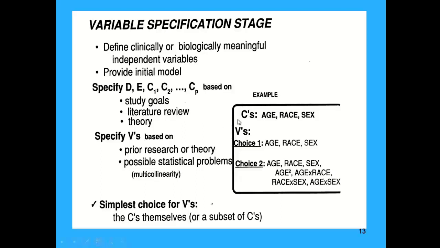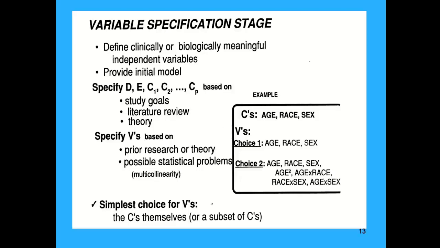So if the C's are age, race, and sex, then the V's could be just age, race, and sex. Or the V's could be age, race, sex, age square, age times race, age times sex, or even a three-way product. How do you decide between them? Well, the simplest thing is to choose the V's as the C's themselves. Then at least you're controlling for everything that you decided you were interested in. If you start adding these other variables to the model, you're asking yourself for some problems, but you may decide that you're interested in age square. Well, how might you be interested in age square, even if age was continuous? Why might you be interested in age square?